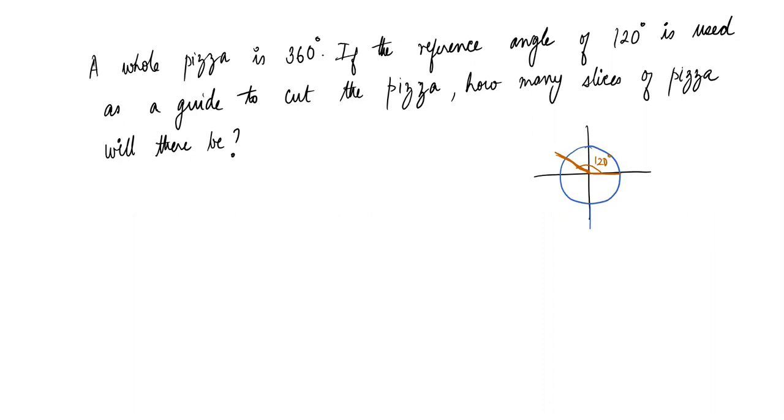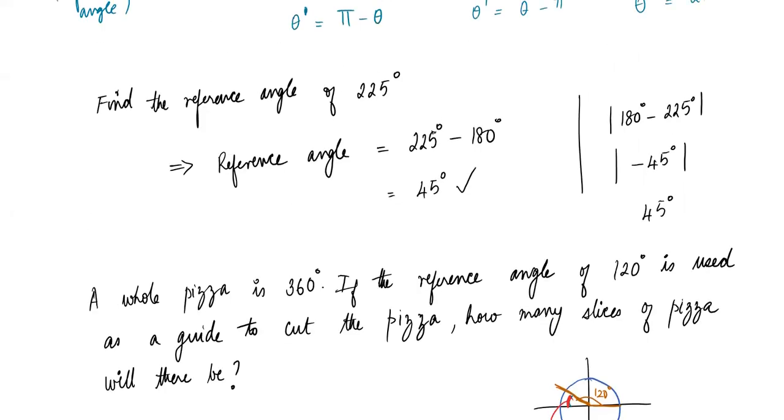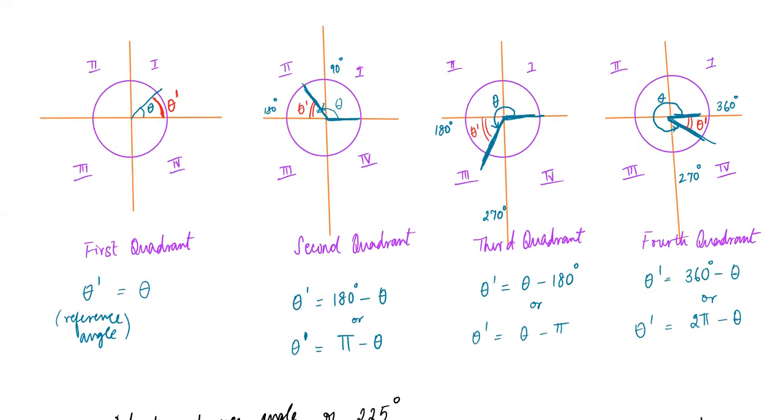So the reference angle for this would be this angle here, right? What will this angle be? And that is where you go back to this chart and see where 120 degrees is. It's in the second quadrant. So use the relation we saw in the second quadrant, which is 180 degrees minus theta.